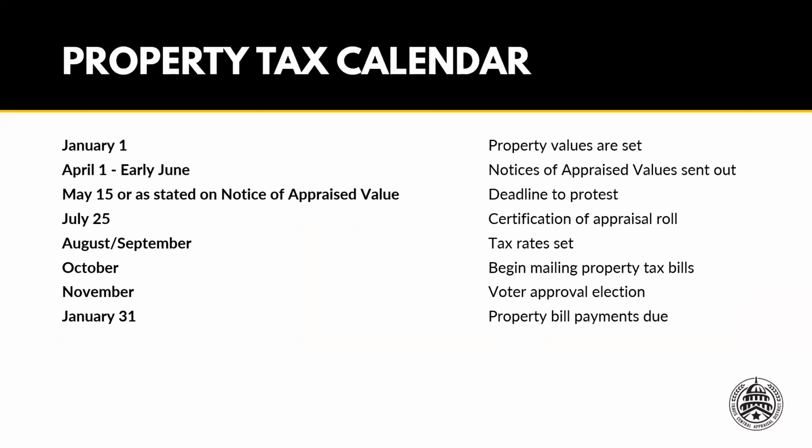On July 25th is the certification of the appraisal roll, and in August and September, the taxing units set their tax rates. Those rates are then sent out in property tax bills beginning in October, and in November, if there are any voter approval elections, those will occur then. And of course, January 31st is when property tax payments are due.